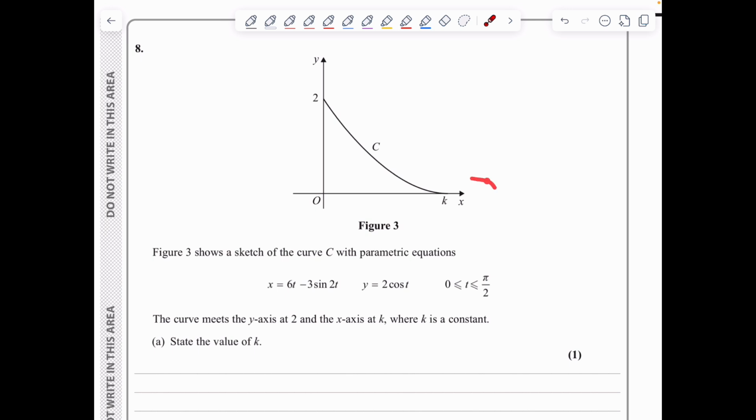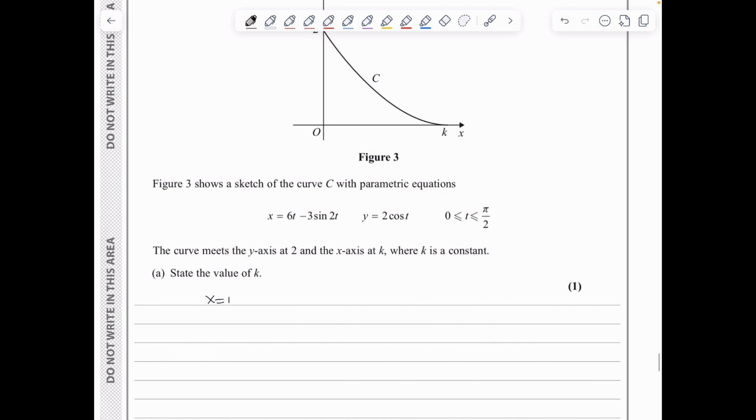Well, we know that we pass through the point (k, 0), so we've got that when x is k, y is equal to 0. So using the fact that y is equal to 0, I will say that 0 is equal to 2 cos t. So we need cos t to be 0, and that's obviously when t is equal to pi over 2. And x, which is k, is 6 pi over 2 minus 3 sine of 2 pi over 2. Well, this simplifies to simply 3 pi, which is the value of k.